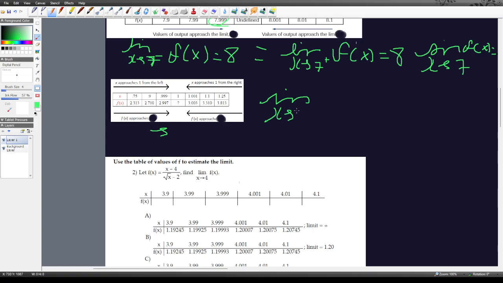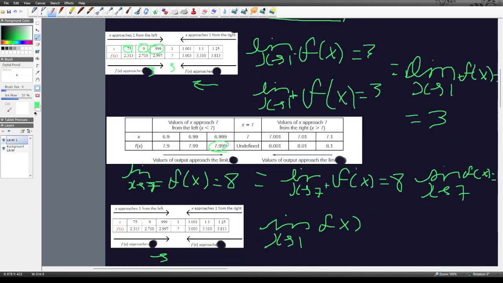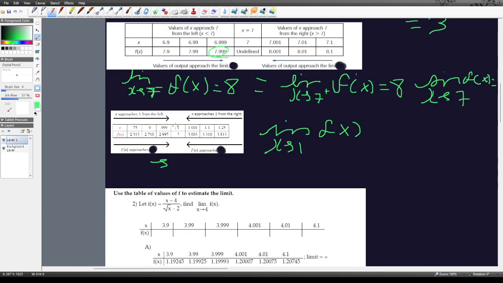As the limit of f of x, x approaches 1. I think this is a repeat, so my bad, we can skip this one. I didn't know it said repeated stuff.